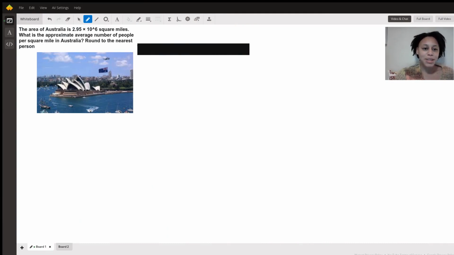And I saw this question about Australia's square mile area, and it's asking for the number of people per square mile in Australia. So this is really interesting. You can see that they use scientific notation, just as we discussed in your last question, to define and measure this really big number, because we're talking about the area of Australia. That's a lot of square miles. So they use scientific notation to express that.